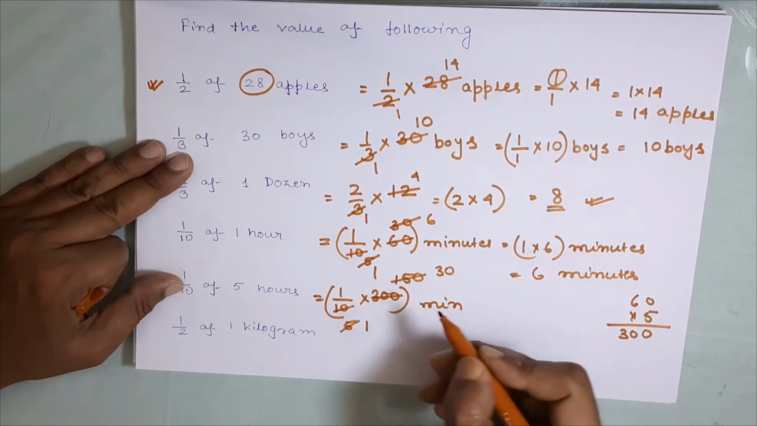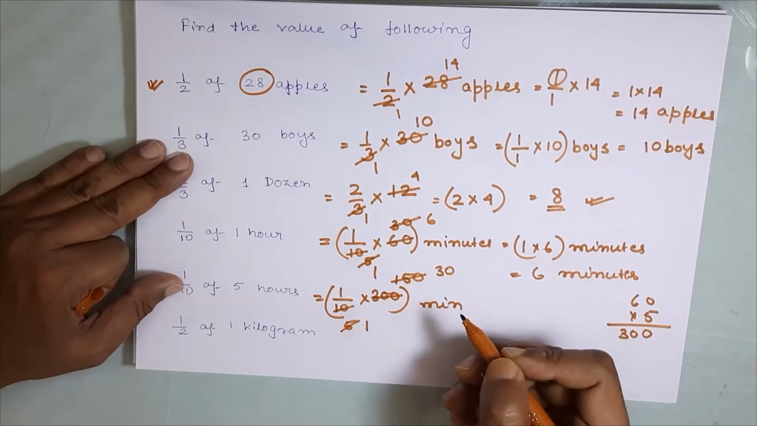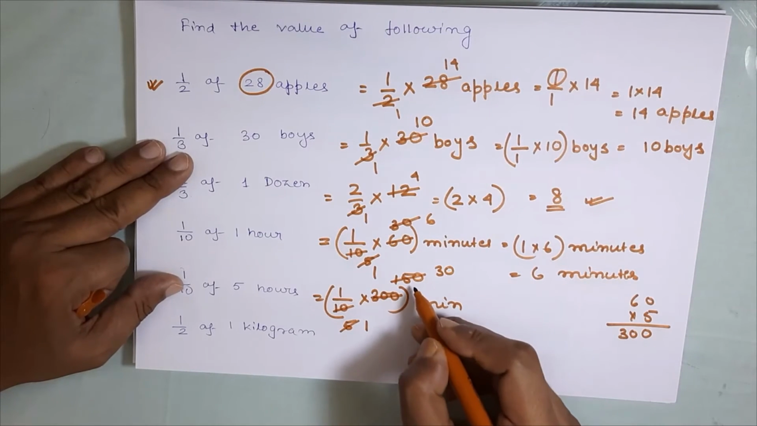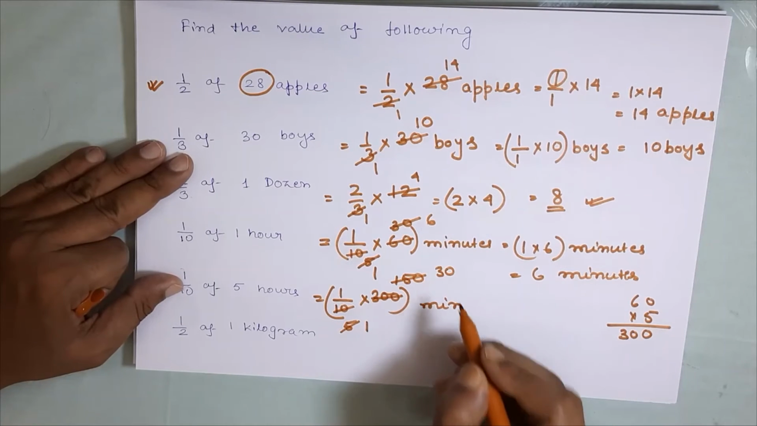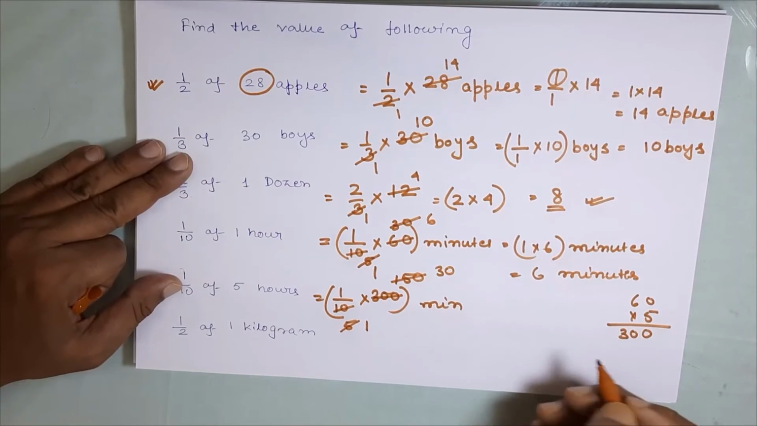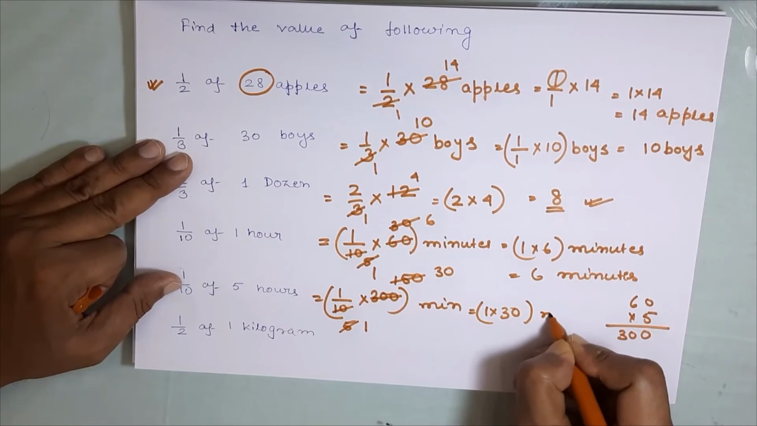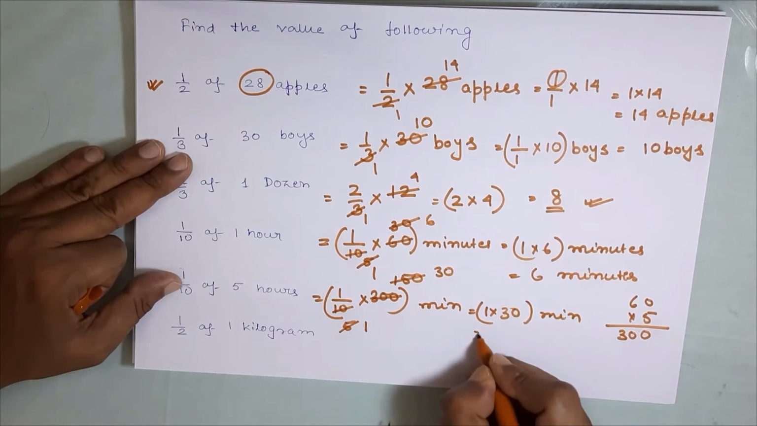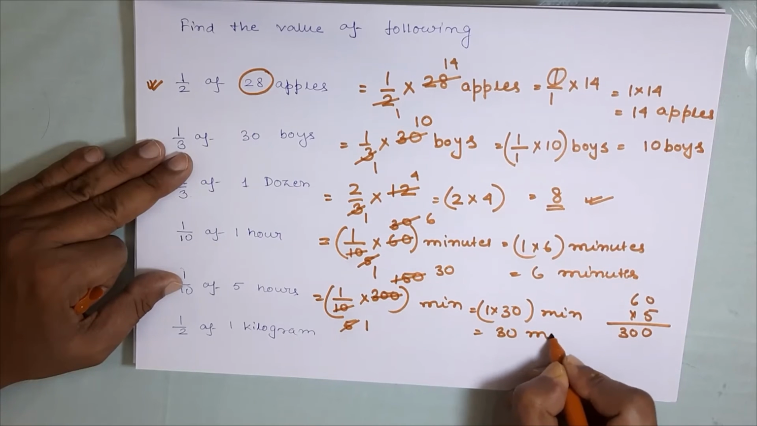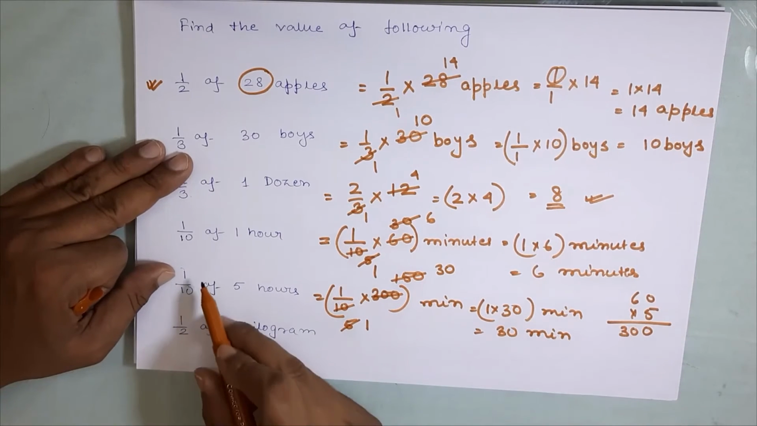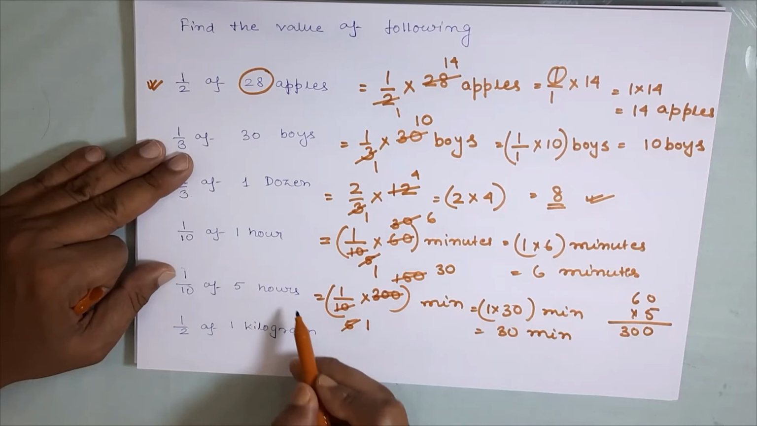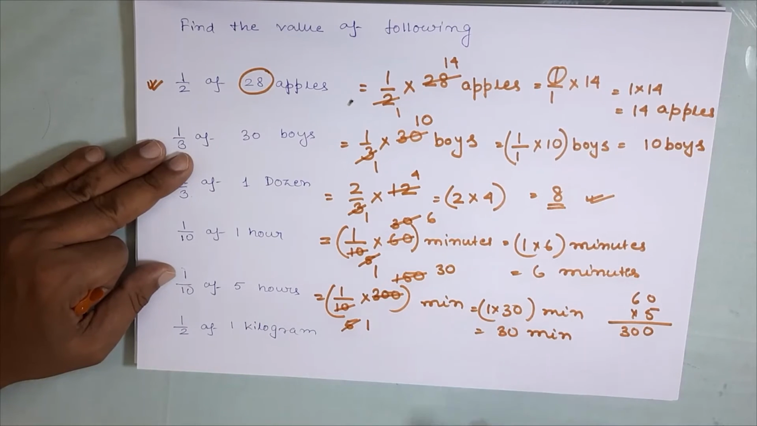So try doing it in your rough copy. You can divide 150 by 5 and surely you will get 30. Please try it out. Now you get 1 into 30 minutes. The answer is 30 minutes. So 1 by 10 fraction of 5 hours is 30 minutes. Now the last question.